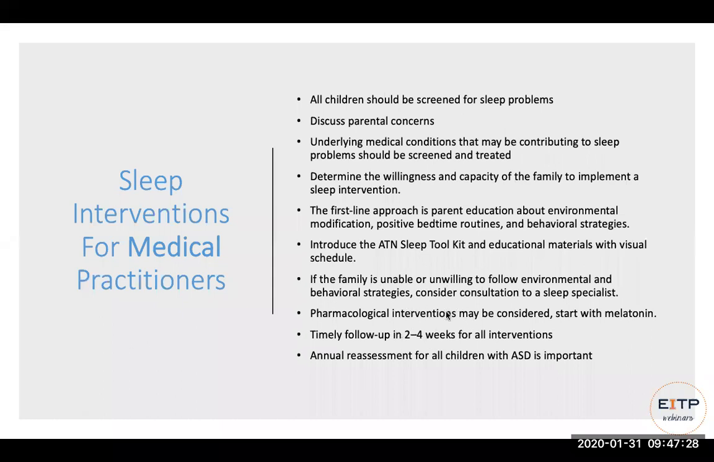Sometimes you can try to do all the interventions, even with families that are very proactive, and still you don't get anywhere. And in those cases, you may want to consider pharmacological interventions. The first line intervention is melatonin. It's also really important to follow up and to have ongoing questions for parents.